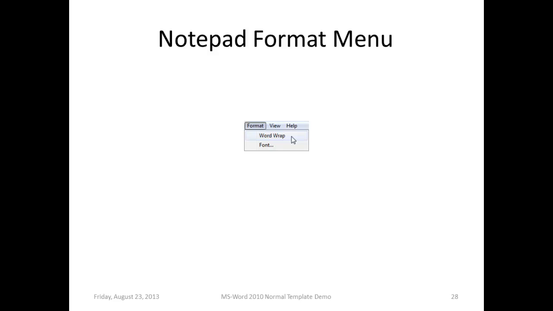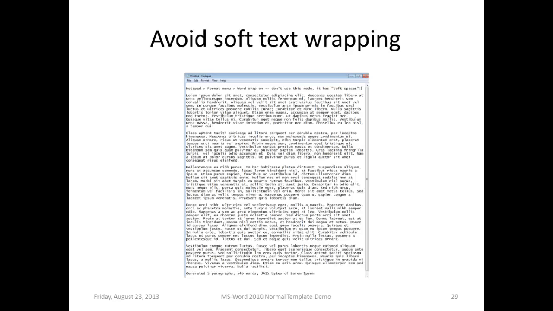The Notepad Format menu is a very important menu to add or remove soft line breaks that provide word wrapping within text files. Generally, you want to avoid soft text wrapping, although it is useful if you're editing the text, but turn it off immediately by disabling word wrap in the Format menu whenever you're using Notepad as an intermediary cleanup tool for transferring text into and out of Microsoft Word.